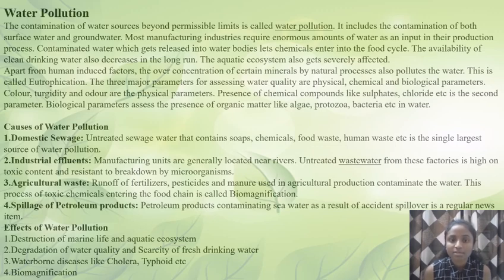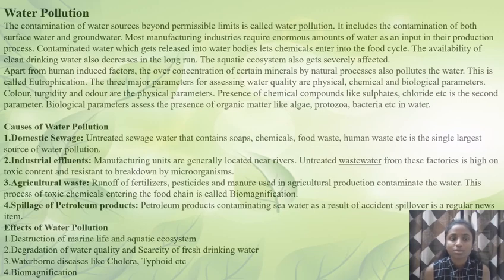Most manufacturing industries require enormous amount of water as an input to their production process. Contaminated water which gets released into the water bodies lets chemicals enter into the food cycle. The availability of clean drinking water also decreases in the long run. The aquatic ecosystem also gets severely affected. Apart from human introduced factors, the overconcentration of certain minerals by natural processes also pollute the water.